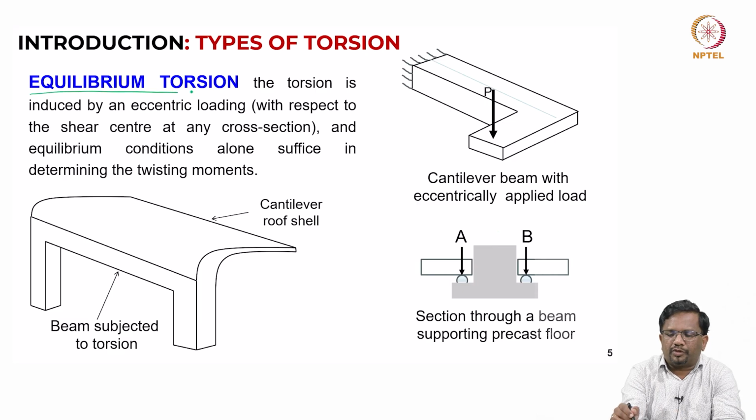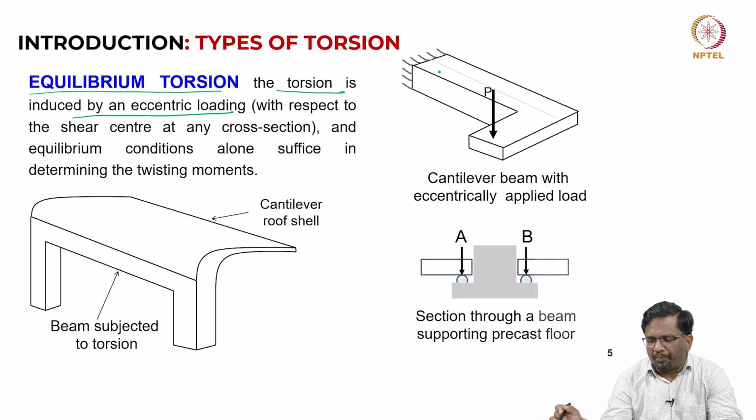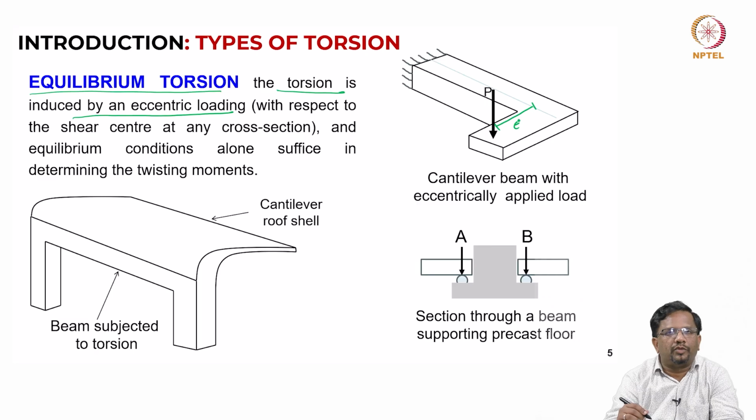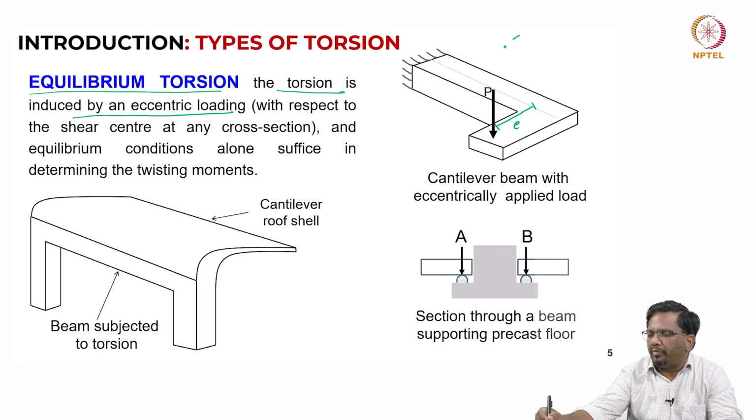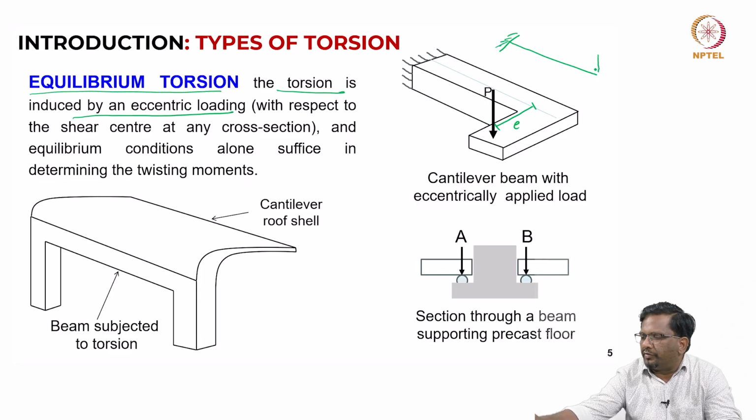One is equilibrium torsion, where torsion is induced by an eccentric loading. For example, you see here I have a cantilever beam with a projection. There is a load P that is acting at a distance of some eccentricity e. If I look at only the free body diagram of this longitudinal element, and transfer the force to this longitudinal beam, you will have not only P, but in addition I am also going to have a torsional moment equal to P times e.